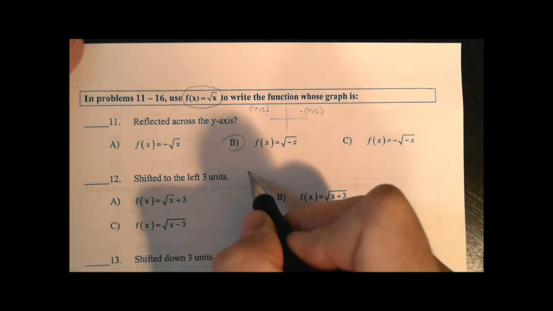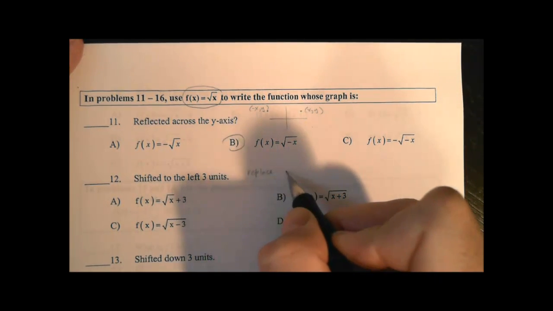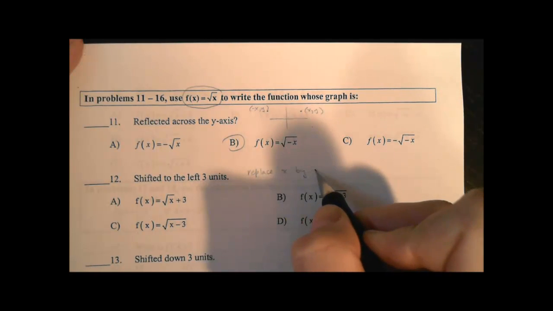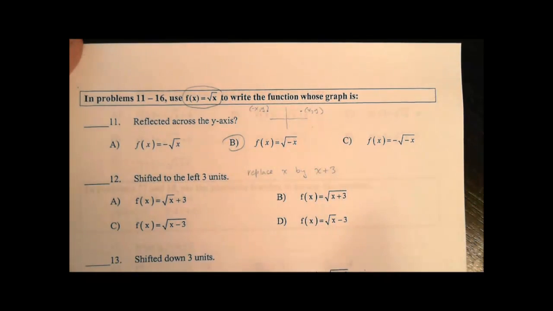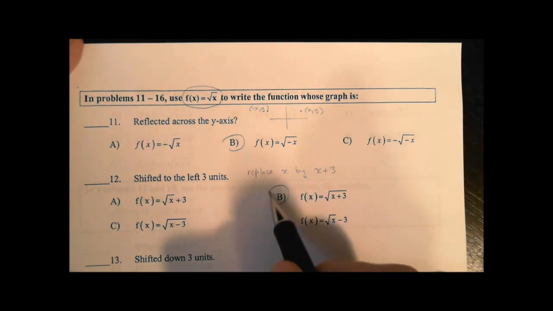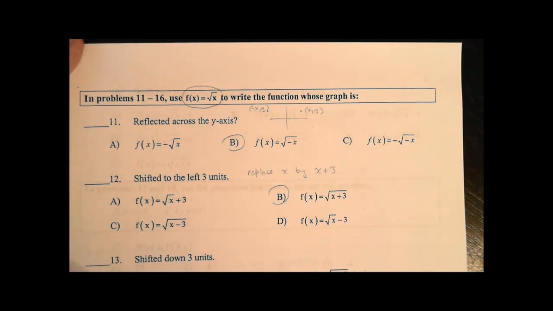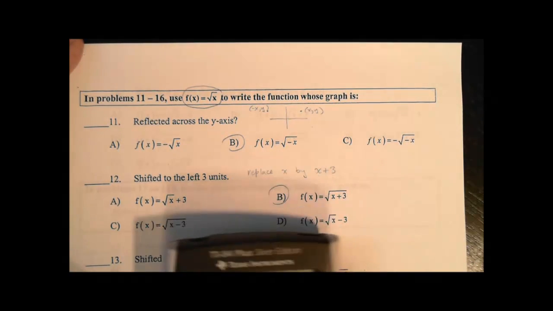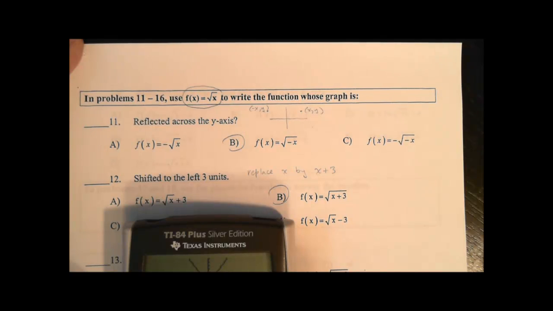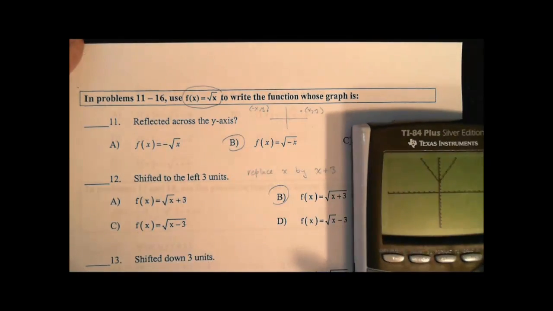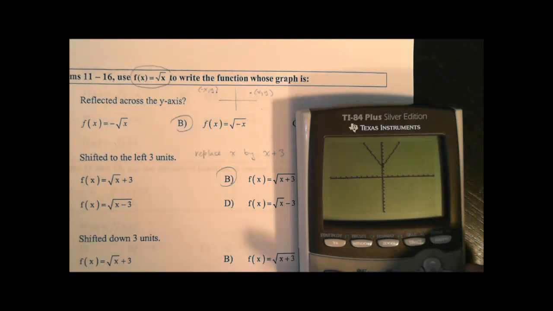In this case, we're going to replace x by x plus 3. That will shift us to the left 3 units. And we can see the answer here would be B. And if you wanted to verify this, and this is kind of slow, but remember you can do any of these by hand. We could look at the graph. Let's see if I can fit this in here. Yeah, we can fit these in.